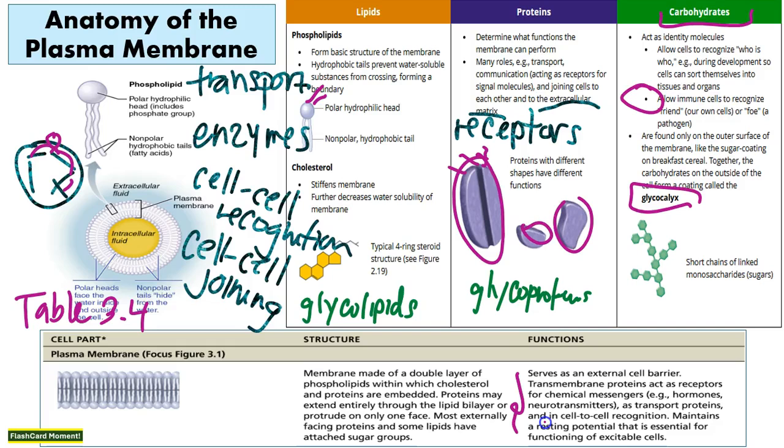Now we'll go ahead and get into the fluid mosaic model, which basically helps us understand, or it's kind of a model or theory that is used by scientists to say, hey, this is what the plasma membrane is about. And then we need to be able to at least draw it out as well. So let's get to that next.